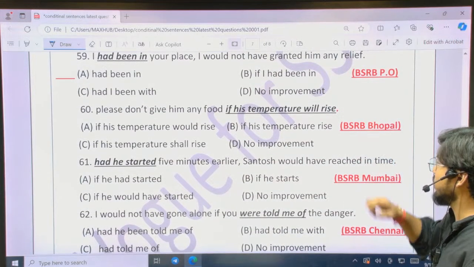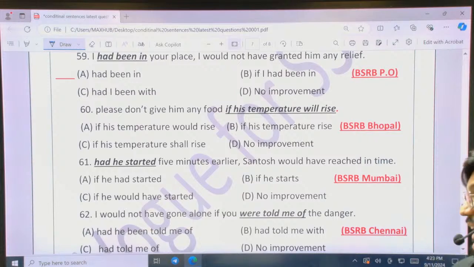Question number 60. Please don't give him any food if his temperature will rise. A, B, C, D, tell me.